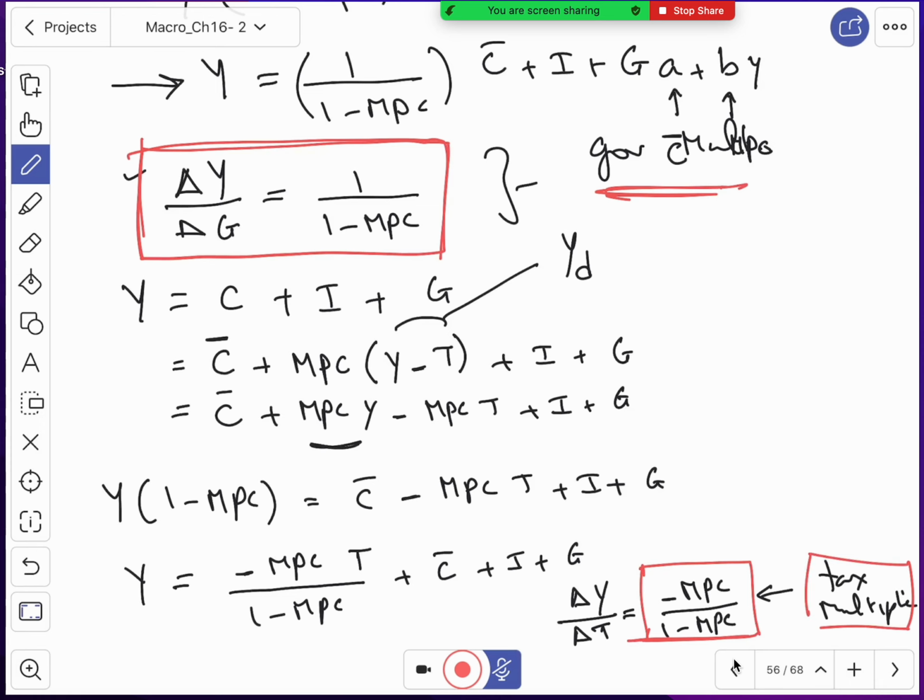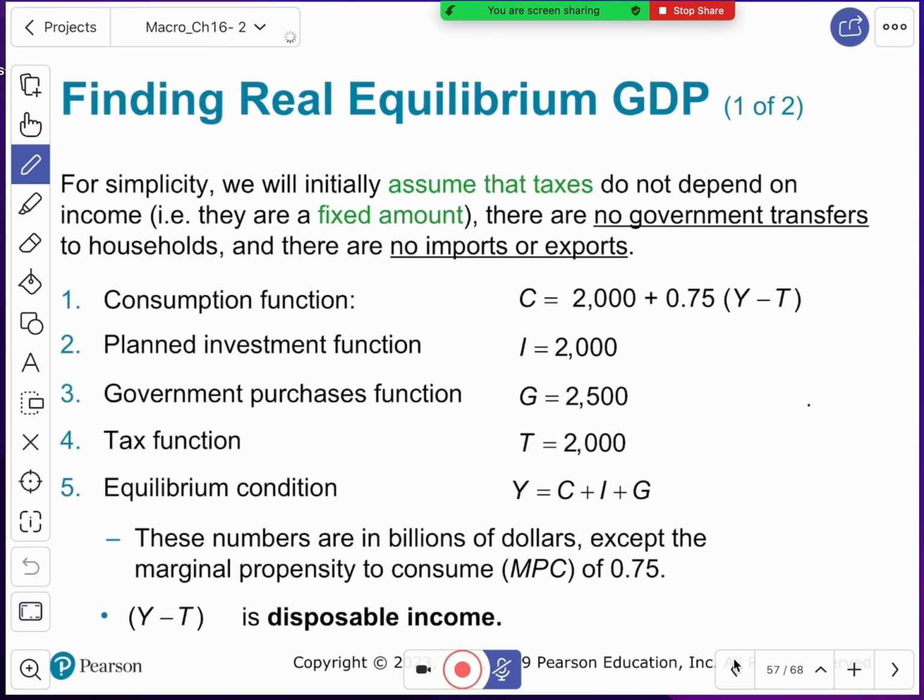Okay, so let's see the slides. If we assume that we have these numbers, and we have consumption where the autonomous part, the fixed part, is 2000, and the MPC is 0.75.